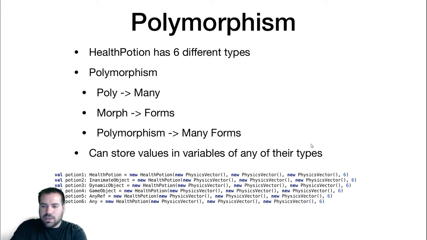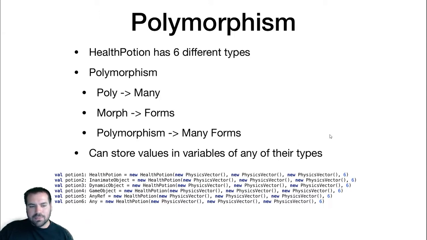Whereas normally we can't have a variable of a specific type storing a reference to an object of another, different type, we can if they extend each other. A health potion extends game object, so a variable of type game object can store a health potion because a health potion is a game object. So this is where we get the name polymorphism from. This health potion type can take on 6 different forms.